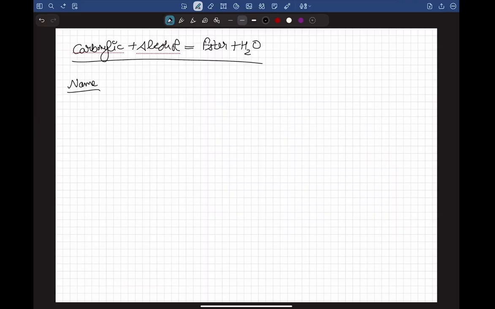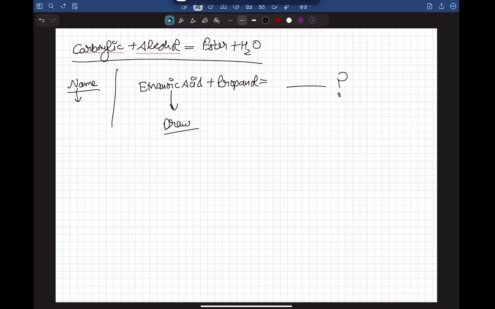Alright. For this I have one small trick for you that will help you name the esters without having to draw the structure. Sometimes the examiner will directly say, let's say we have ethanoic acid, and this ethanoic acid is combining with propanol. What is the name of the ester? Now, you could try to draw the structure and then name the ester. This is going to take a lot of time, and usually these questions are 1 mark where they give you the acid and the alcohol and ask you to name the ester.